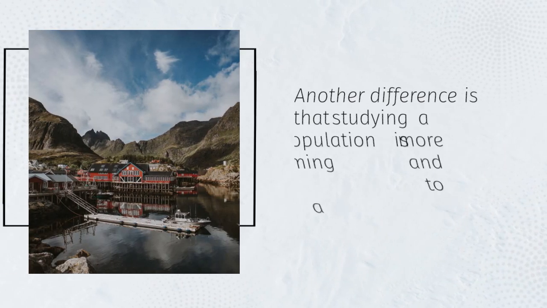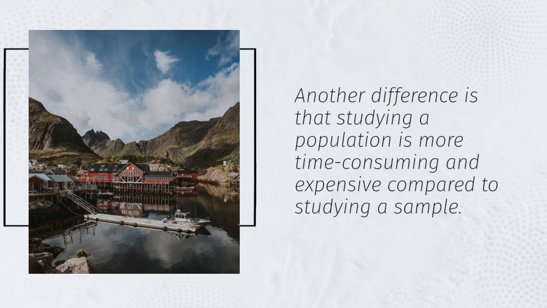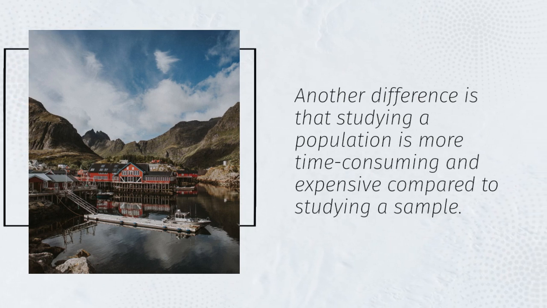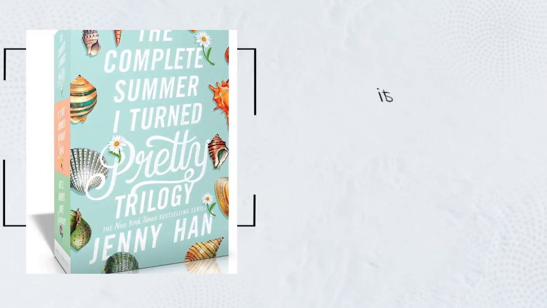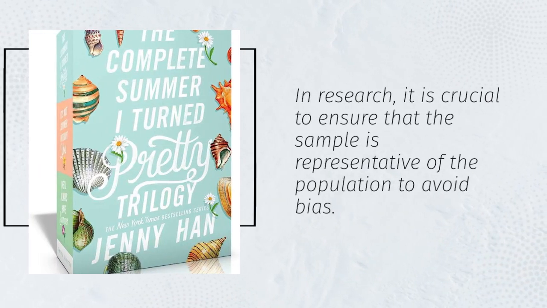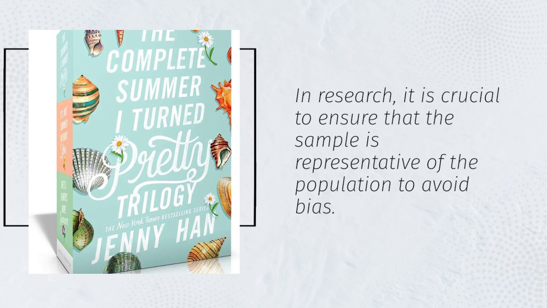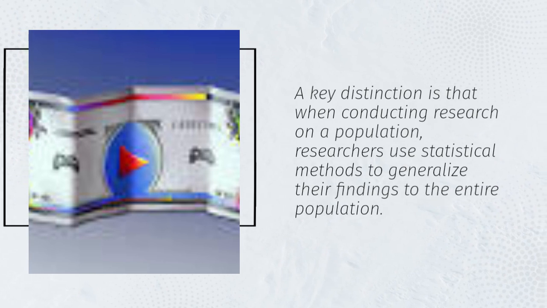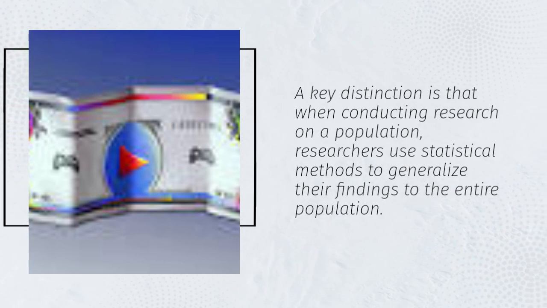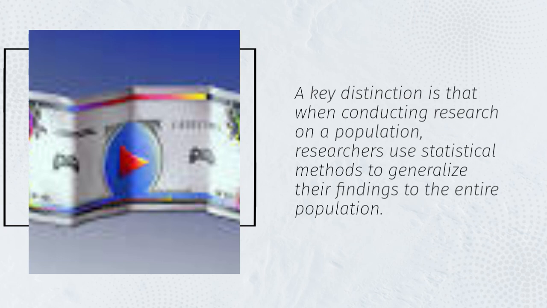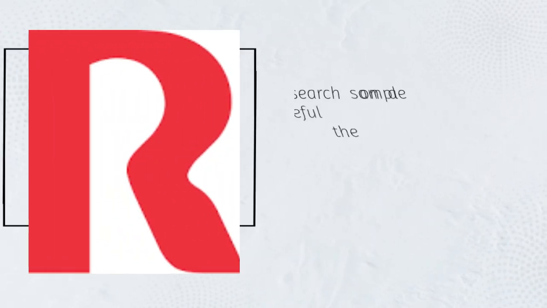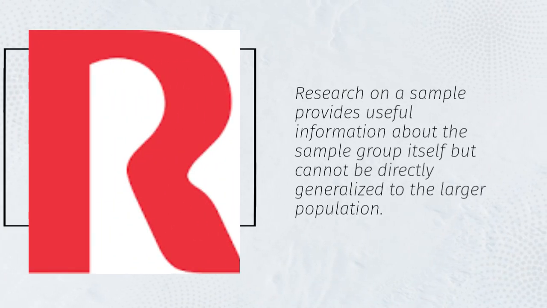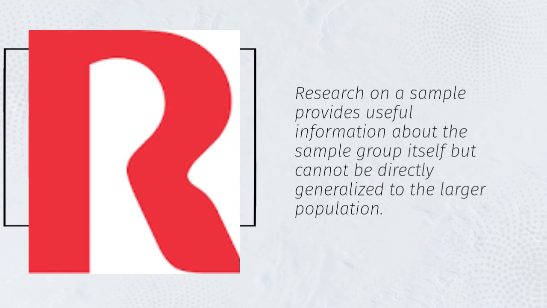Another difference is that studying a population is more time-consuming and expensive compared to studying a sample. In research, it is crucial to ensure that the sample is representative of the population to avoid bias. A key distinction is that when conducting research on a population, researchers use statistical methods to generalize their findings to the entire population.